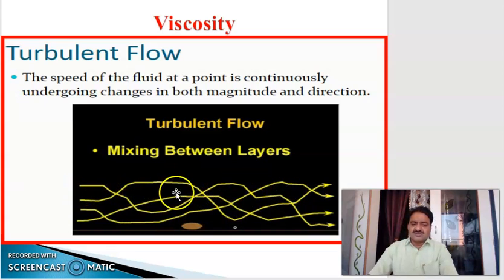Their direction is also what? Moving, changing. So the speed of the fluid at a point is continuously changing in magnitude as well as direction, meaning it has velocity. Its velocity is going to change. Turbulent mixing between two layers takes place, as shown in this figure.